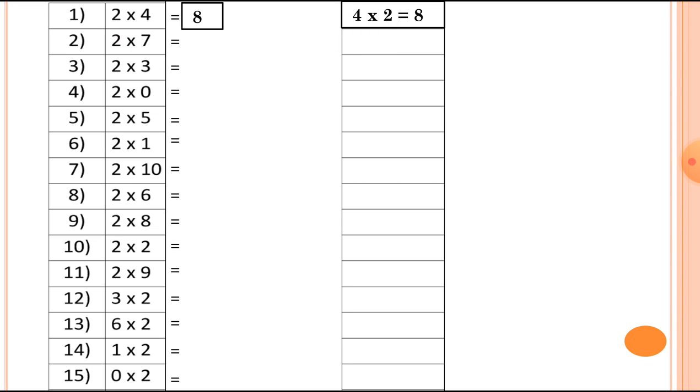Let's see some more examples so you will understand this better. Here is 2 7s are 14.